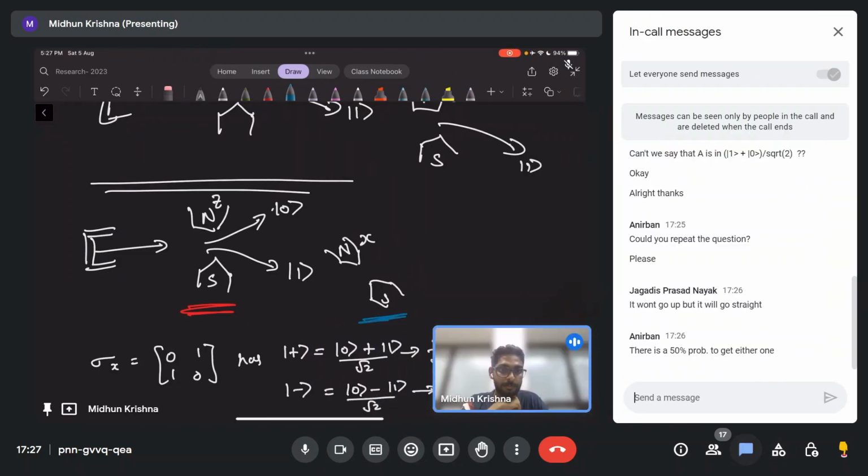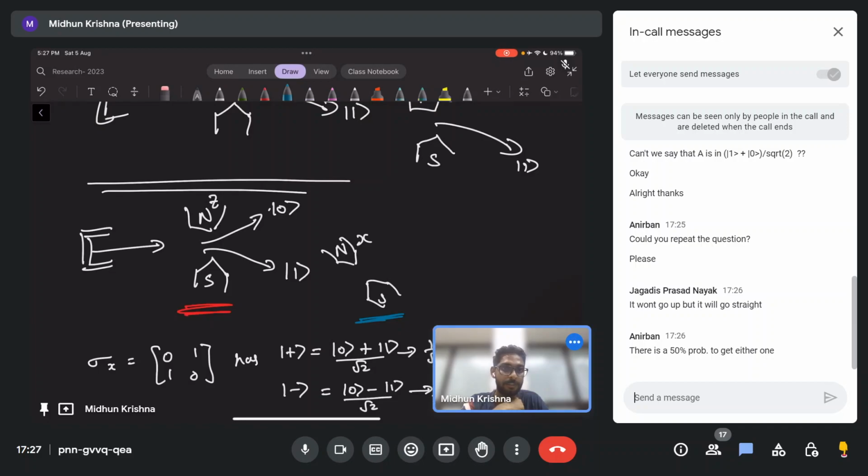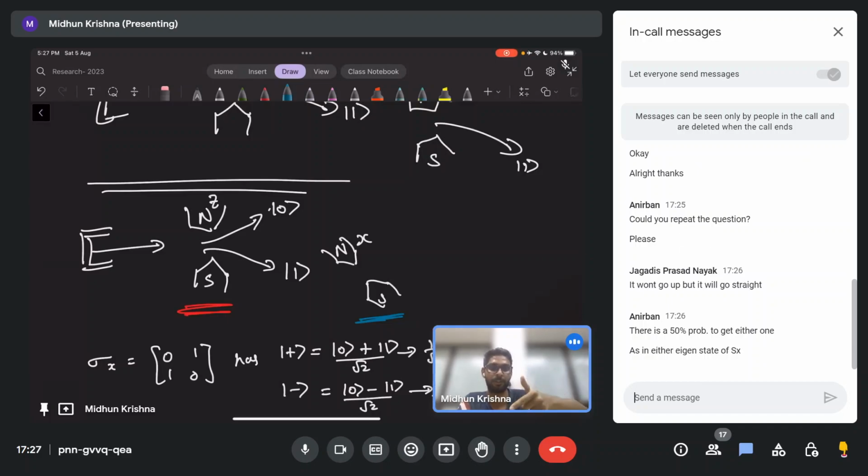Okay, there are some comments in the chat. It won't go up, but it will go straight. Okay, you're saying it won't go up. I agree, because the magnetic field is now along the x direction. If it was a classical particle, it may not deflect because the spin is now pointing upwards. There's no magnetic field, no spin along the x direction. So you expect it to go straight, because the spin pointing in the z direction cannot interact with the x field.